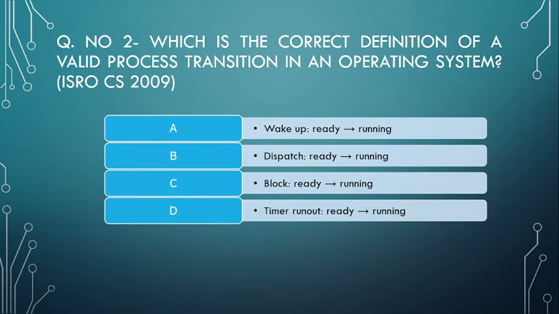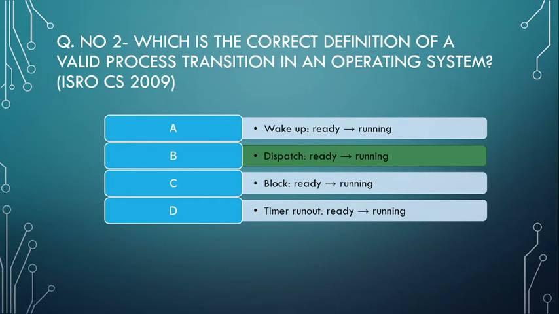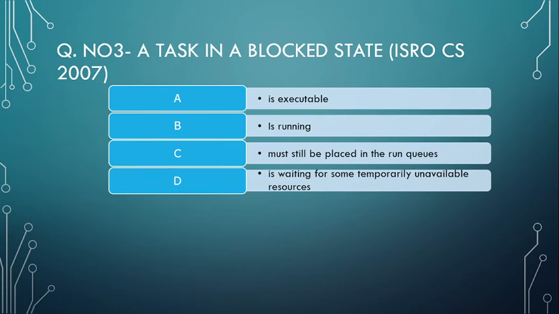So, the second question here: which is the correct definition of a valid process transition in an operating system? You can pause the video if you want to find out. Option A, wake up, ready, running; option B, dispatch, ready, running; C, block, ready, running; D, timer run out, ready, running. The correct sequence here is dispatch, ready, running. This question was asked in ISRO CS 2009.